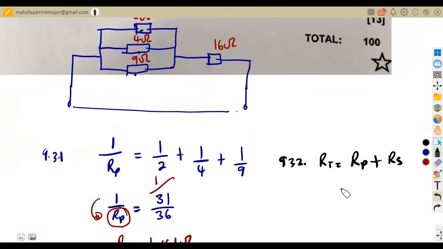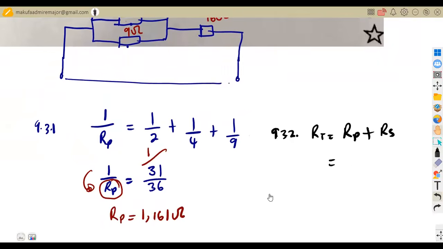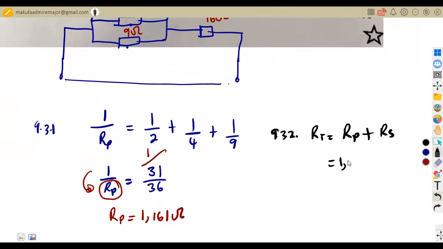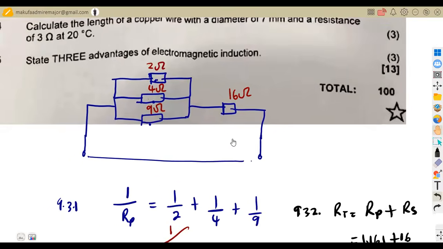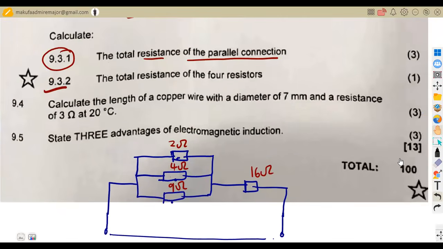So in our parallel combination, we obtained 1,161 plus the series resistor that we have here, which is 16 ohms. So that was going to give us 17,161 ohms as our total resistance in this case. All right, so that was the application of this question, I think, from there.